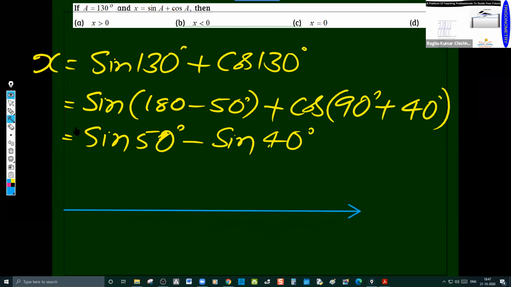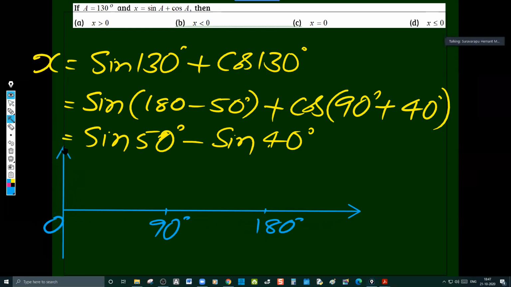Arey Bobby. Let me understand first. This is origin here. This is 90 degrees here. This is 180 degrees here. And if I draw the graph of sine, are you listening to me? Yes, sir.